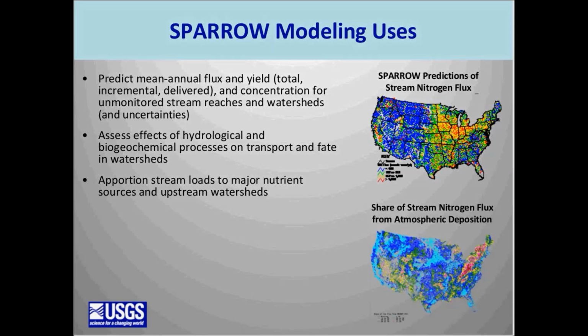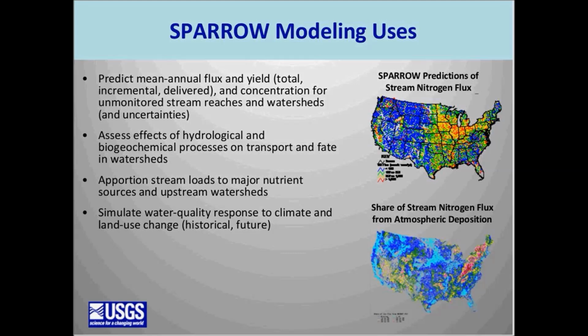Apportion stream loads to major nutrient sources and upstream watersheds. So basically what we're trying to do here is look at the various sources for these contaminants and then figure out which different land uses or which different processes are contributing to the movement of these chemicals as they move from upstream to downstream, whether it be a function of agricultural use or atmospheric deposition or some combination of the above.